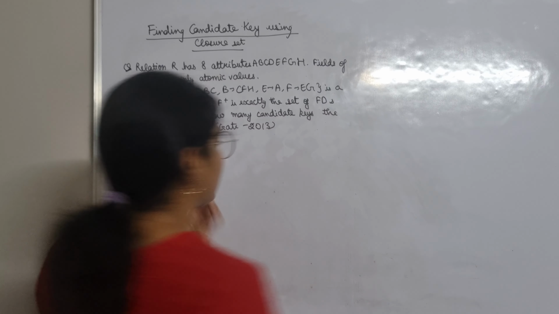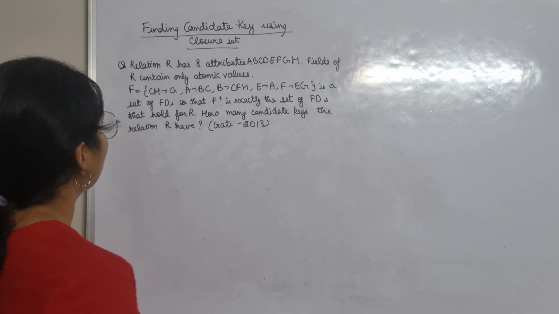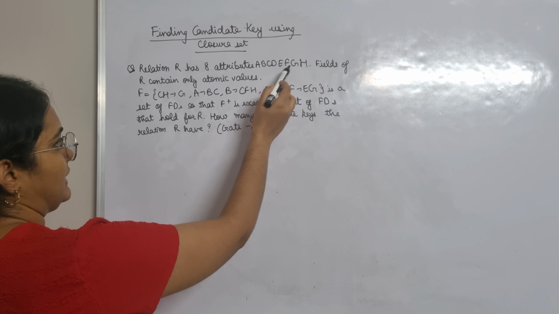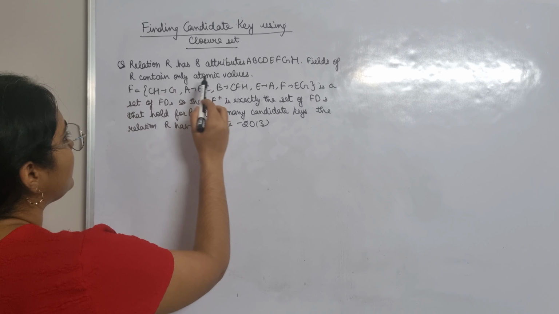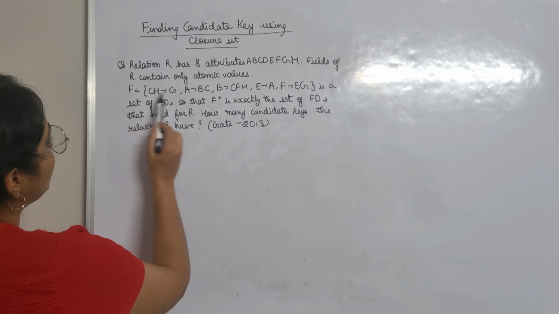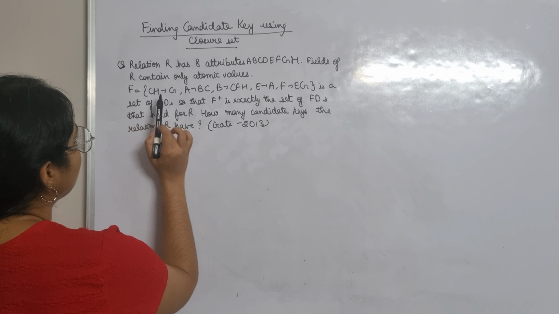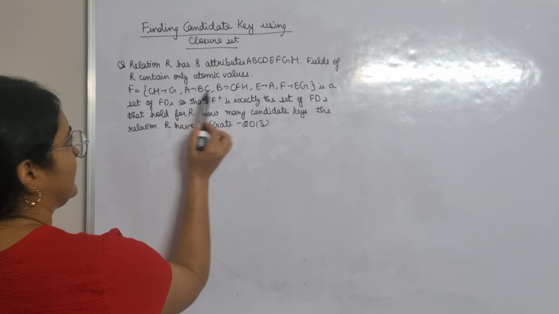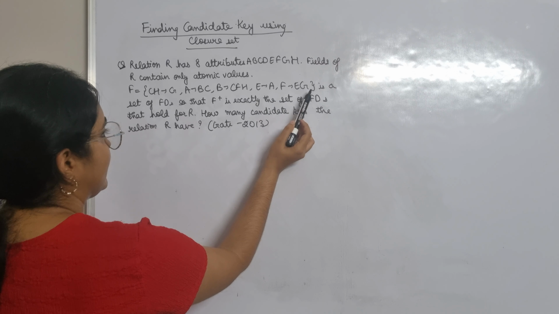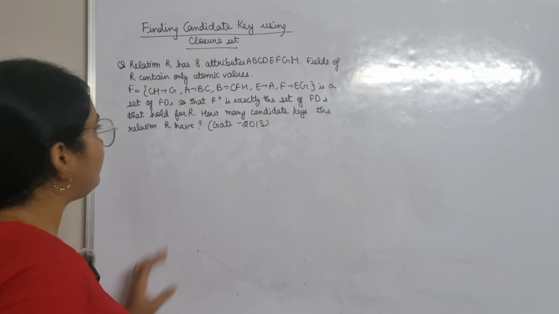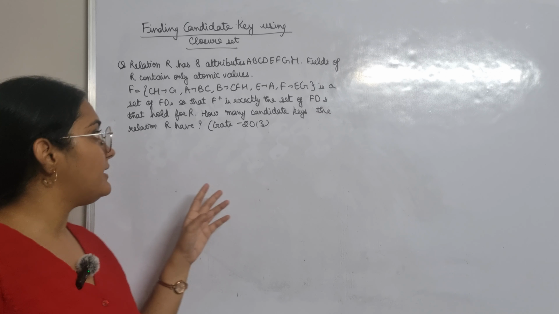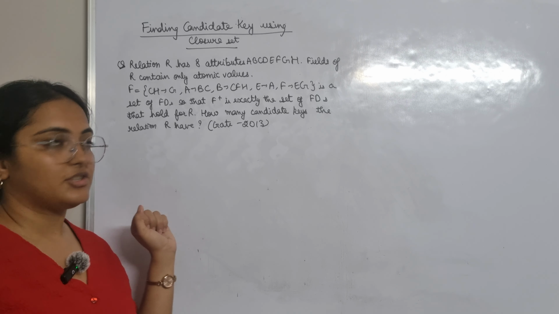This is the question that was asked in GATE 2013. What does it say? Relation R has 8 attributes: A, B, C, D, E, F, G, H. Fields of R contain only atomic values. These are some functional dependencies that are given: F is equal to CH gives G, A gives BC, B determines CFH, E determines A, F determines EG. This is the set of FDs that hold on R. It is asking how many candidate keys this relation R has.